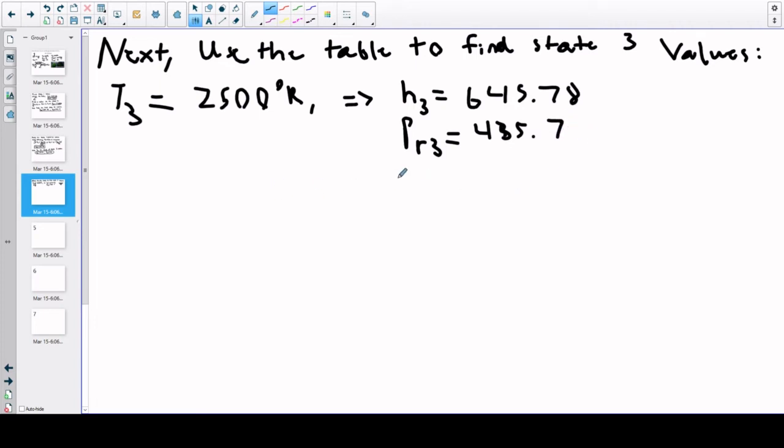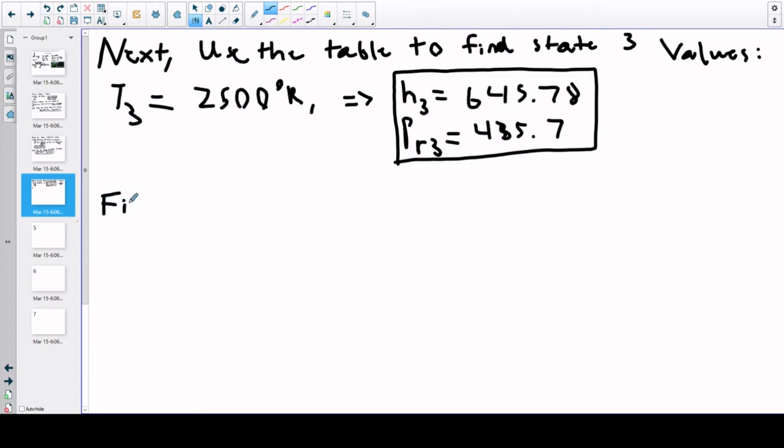Alright, so now that we have those values, that solves where state 3 is going into the turbine. And so now we have to find something else. We have to start solving for state 4. So what we have to do is find the perfect case. We have to fix state 4S. So the ideal case, perfect case.